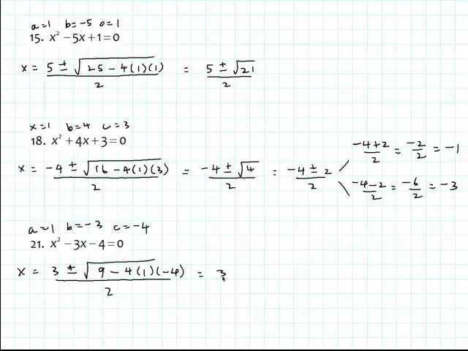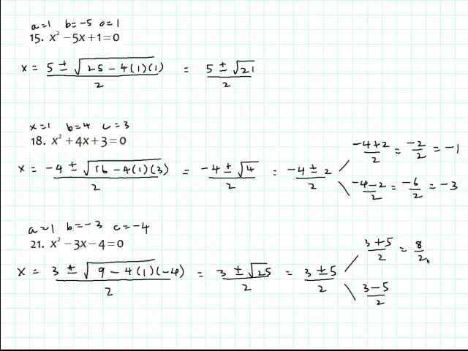This will be 3 plus minus the square root. Inside that radical, we're going to end up with a perfect 25. Square root of 25 is 5. When that square root works out to be a nice perfect number, you must do this branching. You'll do 3 plus 5 over 2, and you'll do 3 minus 5 over 2. 3 plus 5 is 8 over 2, which gives me 4. 3 minus 5 is negative 2 over 2, which gives me negative 1.